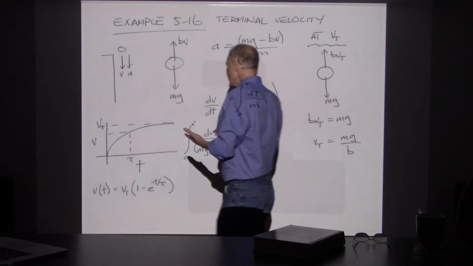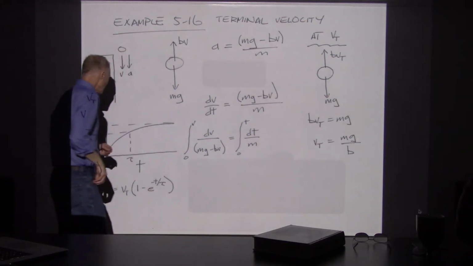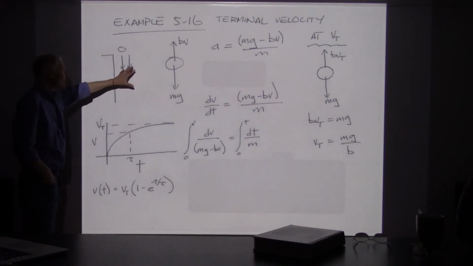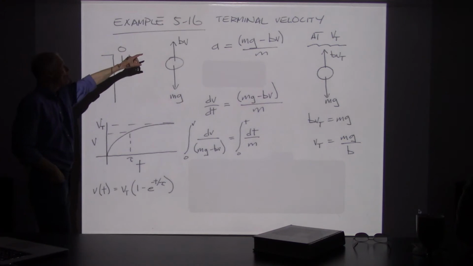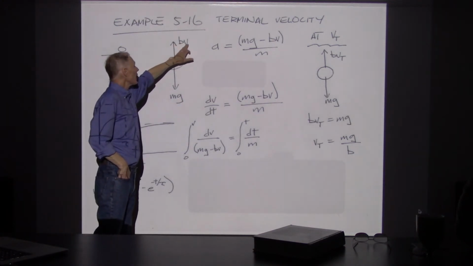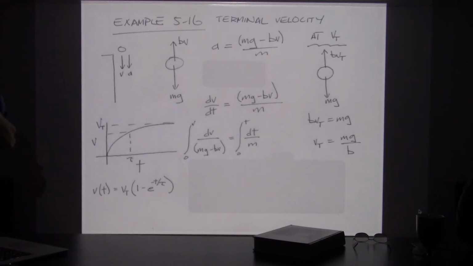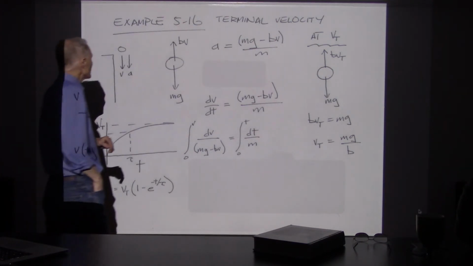Now, how could we come up with a formula for v as a function of t for this type of resistive force? Now remember, we're using b times v. We're claiming that the resistive force is directly proportional to the velocity, and that's not necessarily true. They said in reality it's typically more complicated than that, but let's use this simple approach.